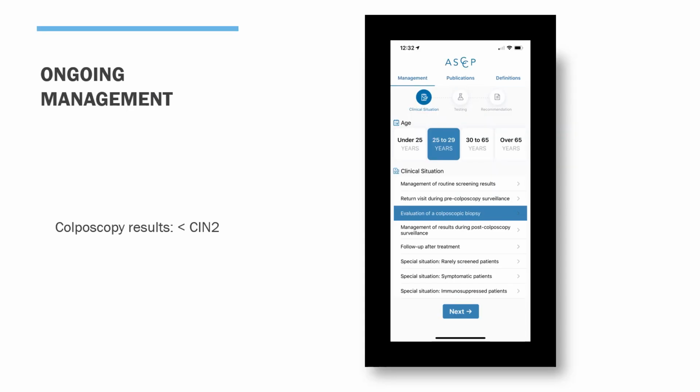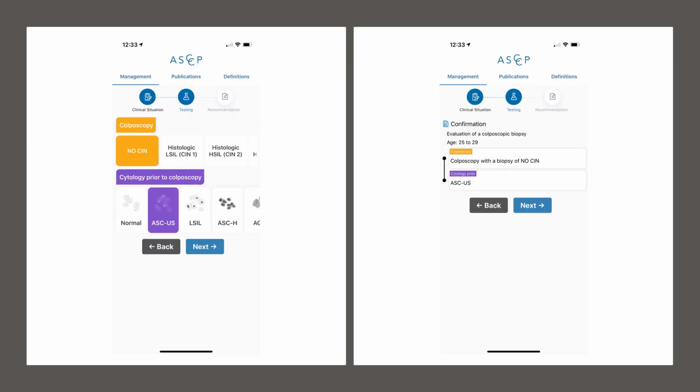So ongoing management. So we've sent her to colposcopy, and once we have those colpo results, we can use the app to decide ongoing management. So in this case, we're again at that first management screen like we were before. You can see we've clicked someone who's 25 to 29 because that's how old she is. But now instead of hitting management of routine screening results, we're going to click evaluation of a colposcopic biopsy. And that's going to bring us to the screen where we can identify those results.